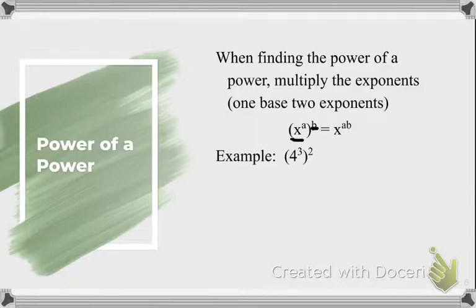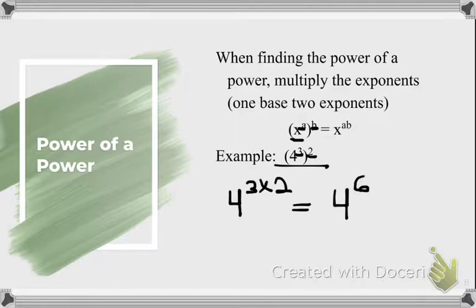So you take those two numbers and multiply them together. For this example, we only have one base and two exponents, so we're going to multiply those two together. We've got 4 to the power of 3 times 2. That will give me 4 to the power of 6. And that's your answer for this example.